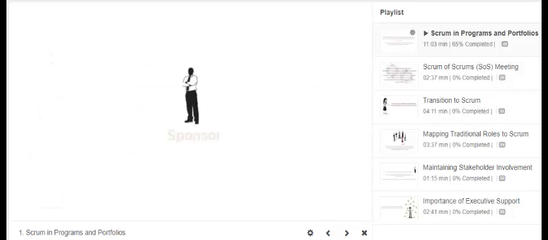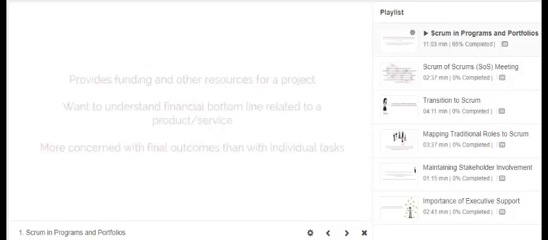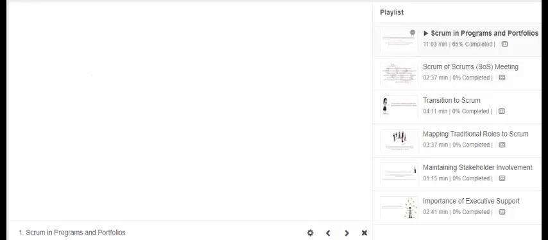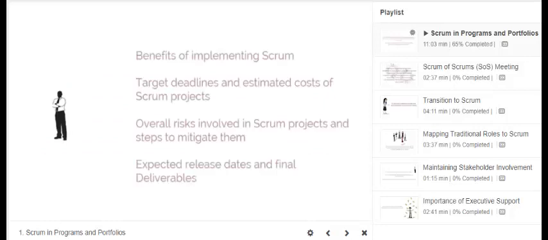One key stakeholder is the sponsor, the individual who provides the funding and other resources for a project. Sponsors want to understand the financial bottom line related to a product or service and are typically more concerned with the final outcomes rather than with individual tasks. It's important that the sponsors who are funding the project have clarity on issues such as the benefits of implementing Scrum, target deadlines, and estimated costs of Scrum projects, overall risks involved in Scrum projects, and the steps to mitigate them. And finally, expected release dates and final deliverables.